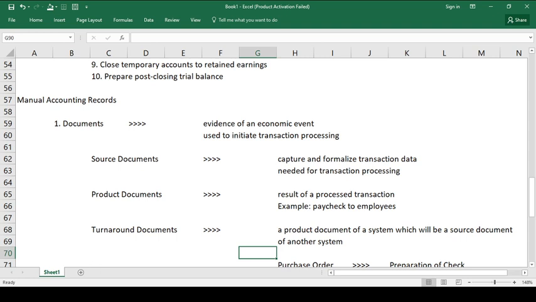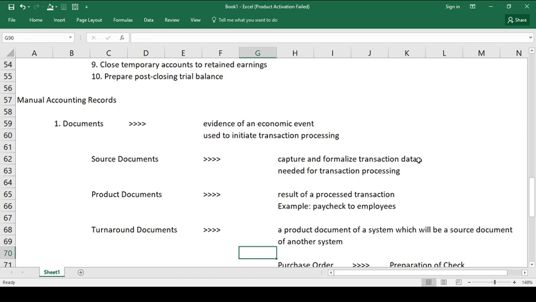For example, if we want to process the check to employees, because for example an advance payment to these employees, okay, the paycheck, the check itself is a product document because before we are able to prepare the paycheck, it undergoes a process, and it requires different documents before we can prepare the paycheck. So that's a product document.